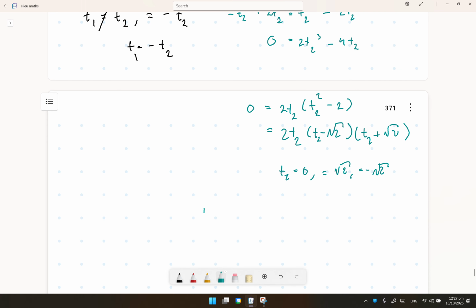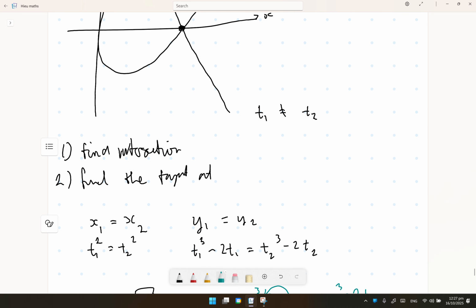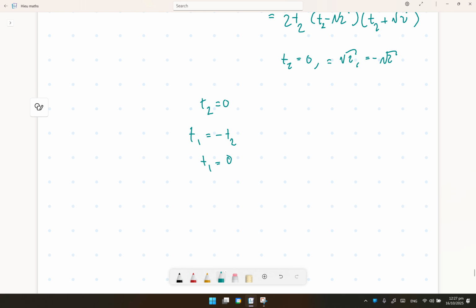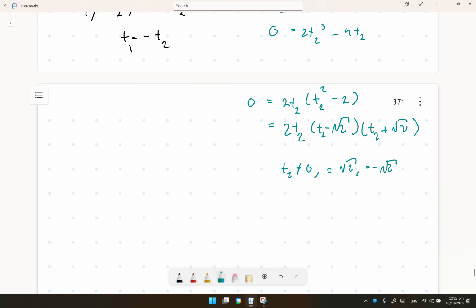Let's think about this. If t2 was equal to 0 and t1 is equal to minus t2, then t1 would also be equal to 0. But remember the condition that t1 cannot be t2. Because if we use 0, t1 will be equal to 0, the same as t2. Therefore, it cannot be 0. This leaves us with root 2 and minus root 2, which is the same idea as saying t2 is equal to root 2, and therefore t1 is equal to minus root 2. Or you can take it the other way around, t2 is equal to minus root 2.